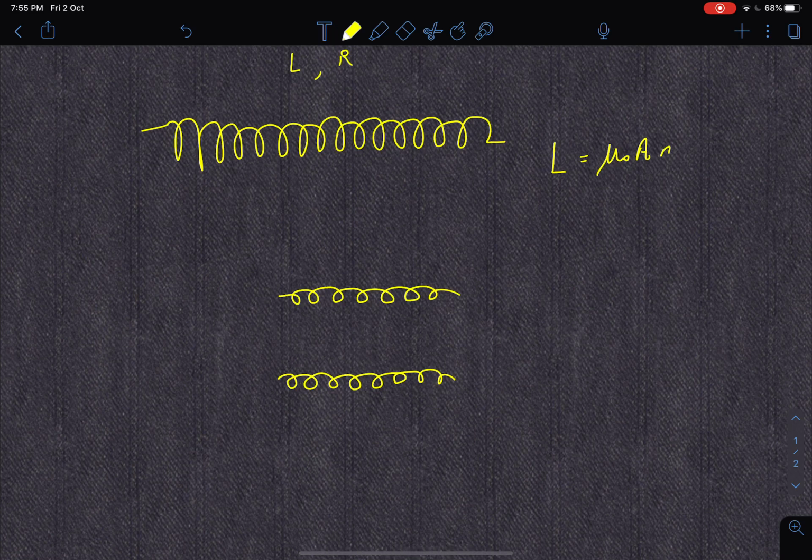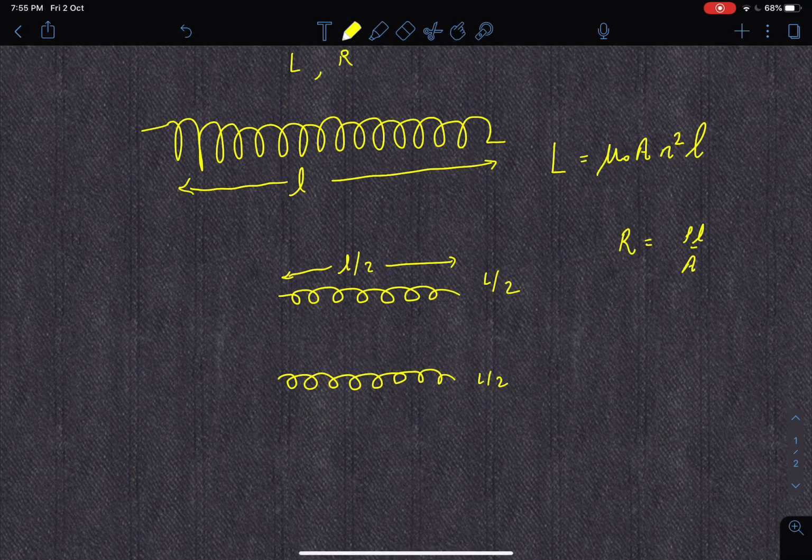Because we know that the inductance L is given by mu naught A, where A is the area of cross section, n squared, n is the number of turns per unit length, into l, l is the length. Because the inductance is proportional to l, keeping the other things same, if we reduce the length to half, l by 2, then the inductance will also become L by 2. Same is the case with resistance. Resistance is rho l by A.